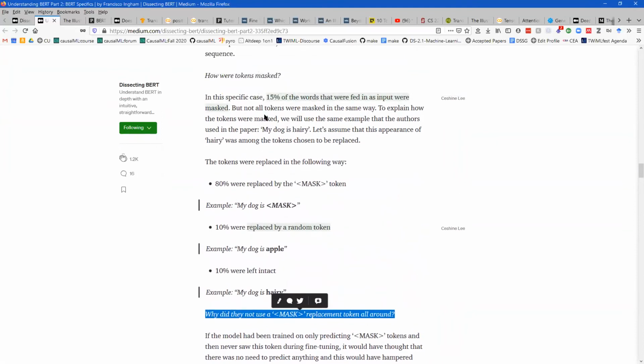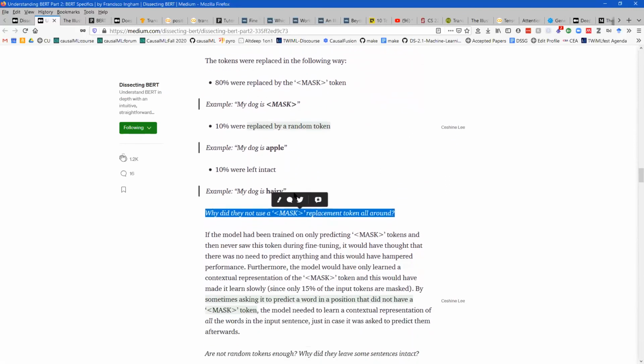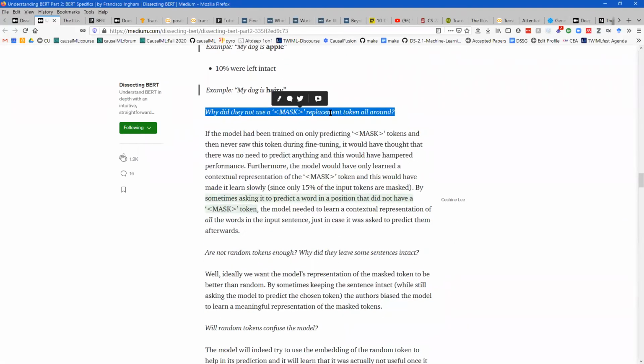In other words, 15% of the time you select a word and then you replace it with a mask token. And then he's saying, okay, but they didn't do that. They did this other thing where they only used the mask token 80% of the time, and 10% they replaced it by a random token, and the other 10% they left it alone. And then he asked the question, why didn't they just use a mask replacement token all around? I would bet that when they did this experiment, they first tried that. And then somebody thought, oh, let's see if we can make things even better, and then they tried to fiddle with it a little bit more. And that's how they came up with this 80%, 10%, 10% scheme.